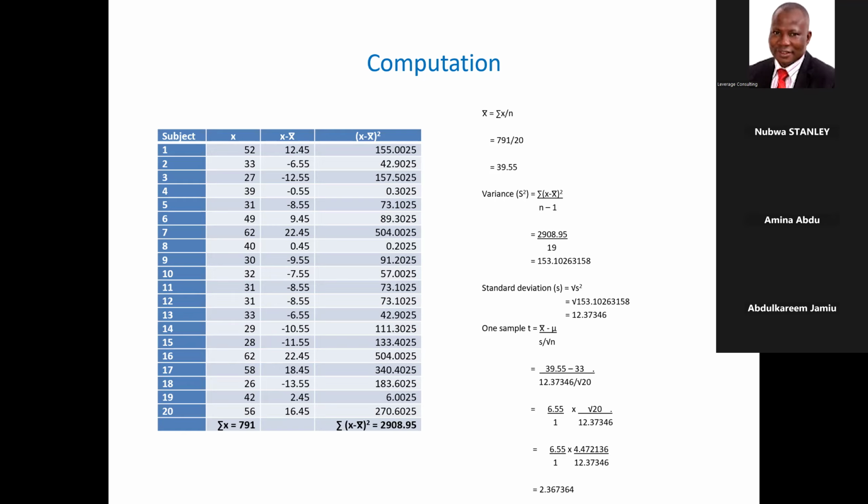Oh, okay. n is 20. Just 791 over 20. Simple. It gives you x bar, the mean.